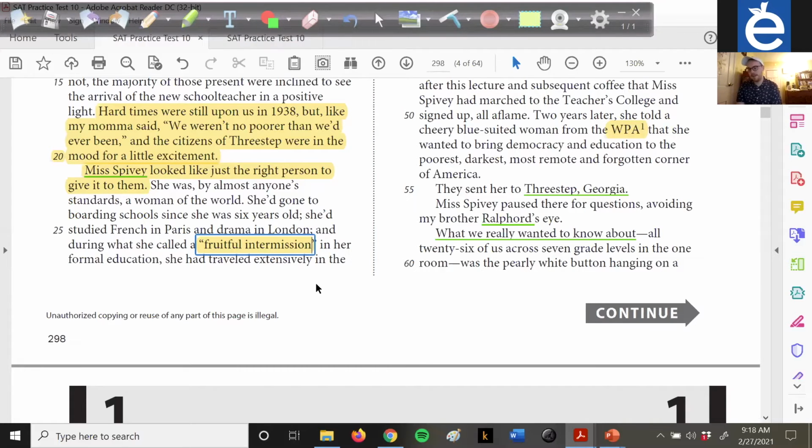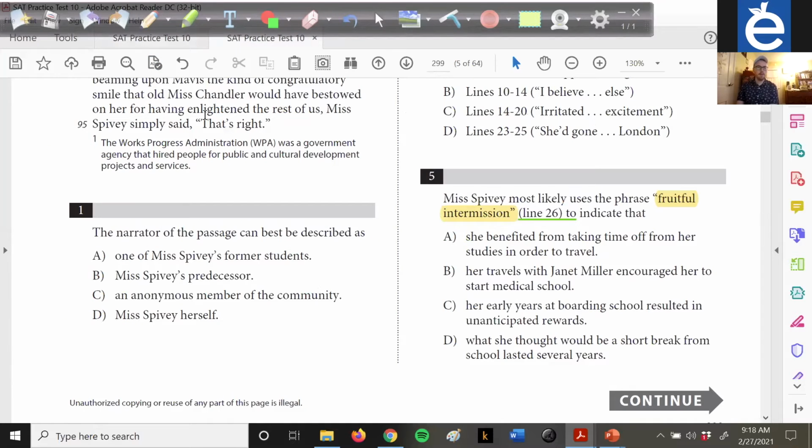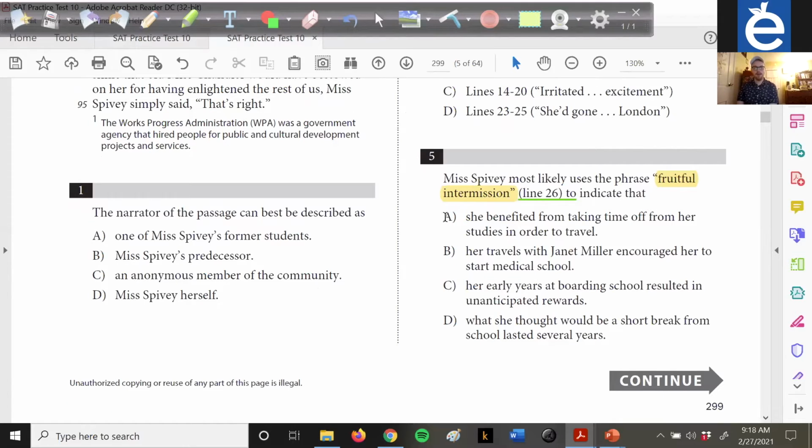And you can probably tell that, all right, well, what does it mean if something's fruitful? We usually don't mean literal fruit being had, right? But fruit as a metaphor for something gained, right? So it was a break from her formal education, but it was still a very beneficial break. She wasn't just lying down and relaxing. So what best fits our answer here? A, she benefited from taking time off from her studies in order to travel. Well, that seems like a humdinger of an option so far.